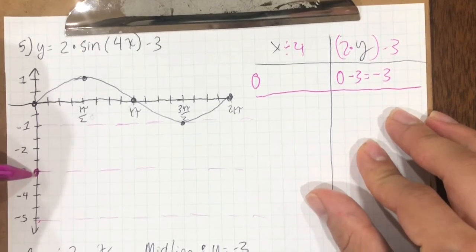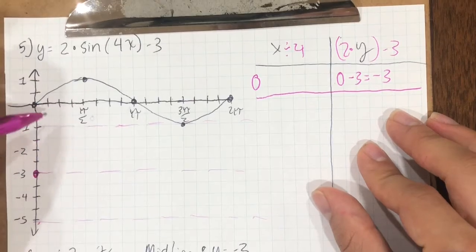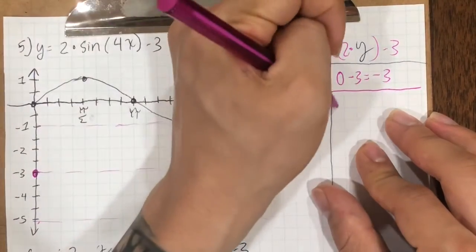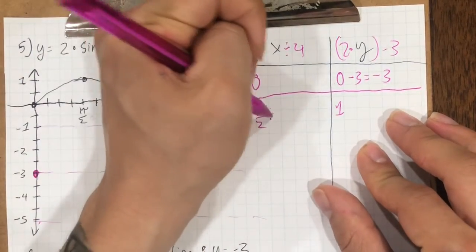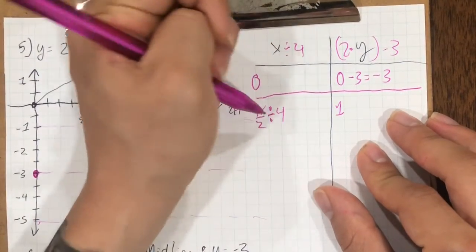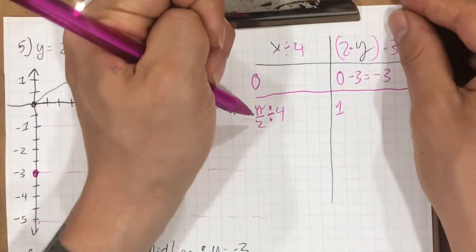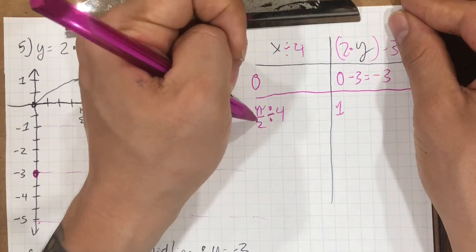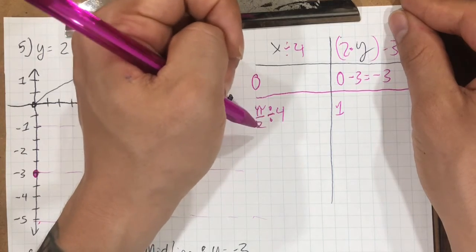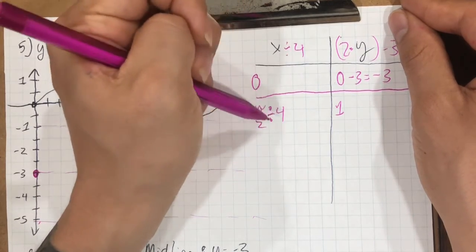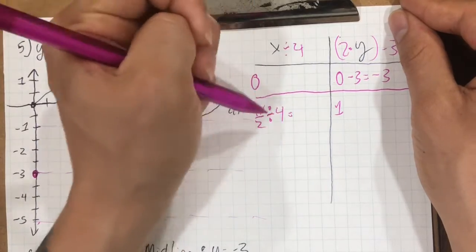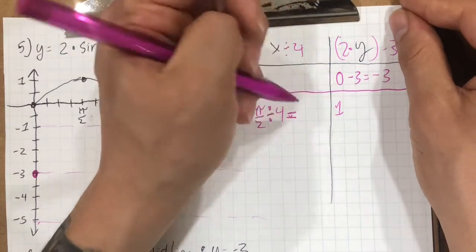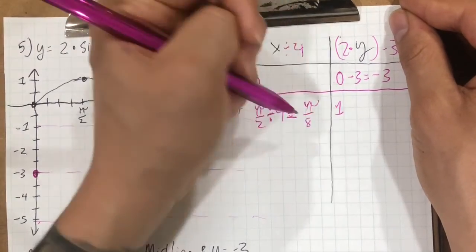So then we're moving on to the next point, which is (pi over 2, 1). So pi over 2, I divide by 4. So I have a fraction divided by a whole number. I do the keep, change, flip. Pi over 2 stays the same. I change the division to a multiplication, and then I flip this 4 into 1/4, and that's going to become pi over 2 times 1/4. So that becomes pi over 8.